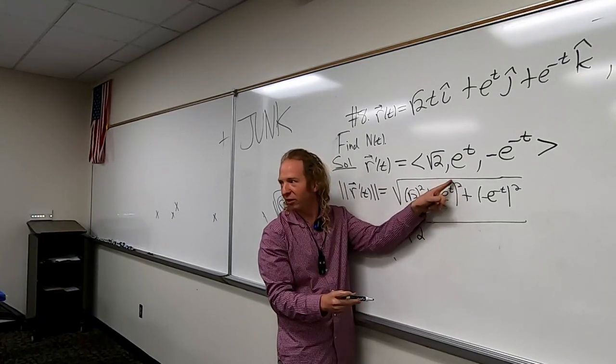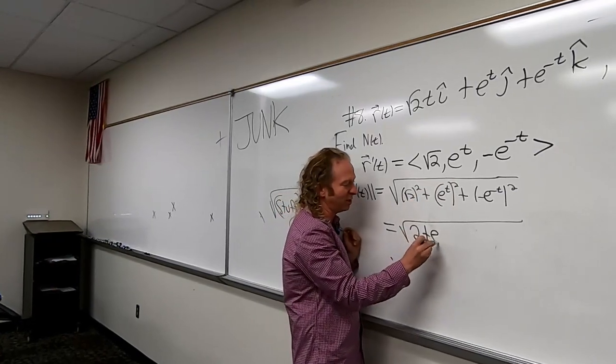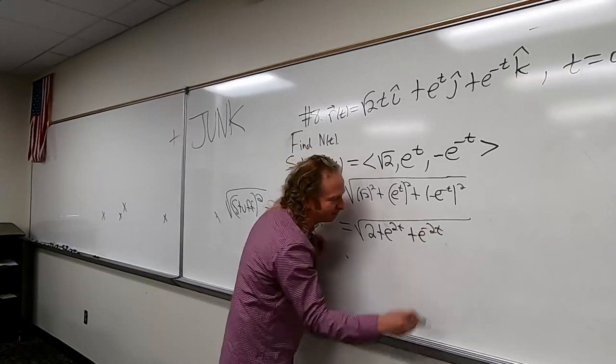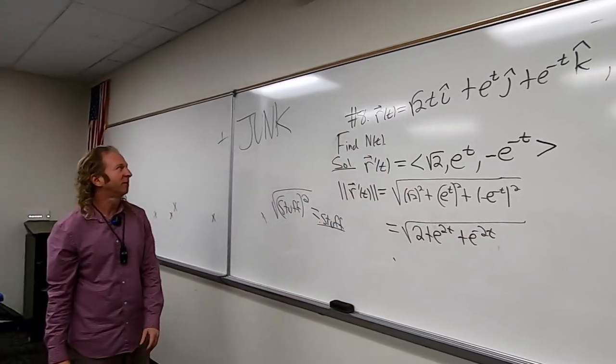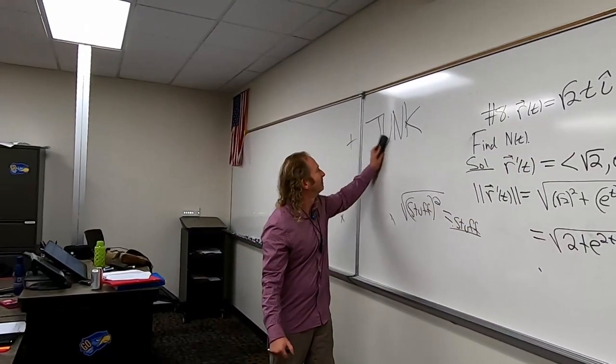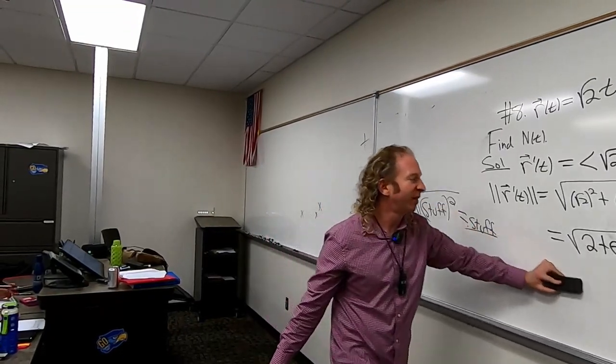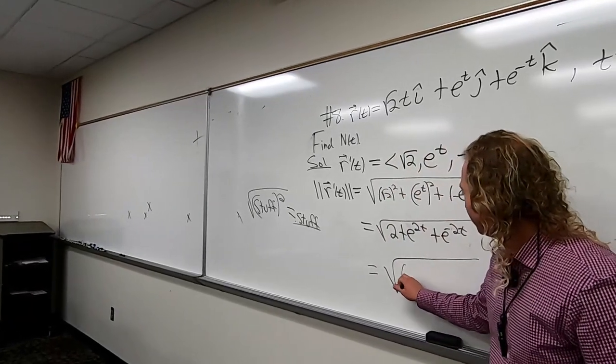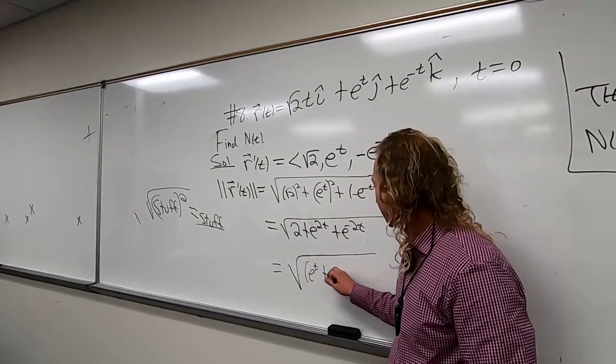Square this. When you square this, what do you do with the 2 and the t? You just multiply them, right? 2t. Yeah, e to the 2t. Plus e to the negative 2t. Yeah. So here's where the magic happens. This is actually equal to e to the t plus e to the negative t, squared.